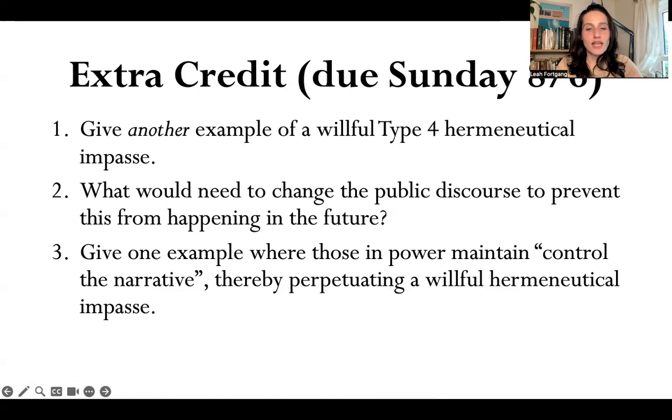So those are the extra credit options. And again, like the other extra credit options, if you want to do this, you'll need to submit that to me via email, right? Not tacked on to any of your other assignments.